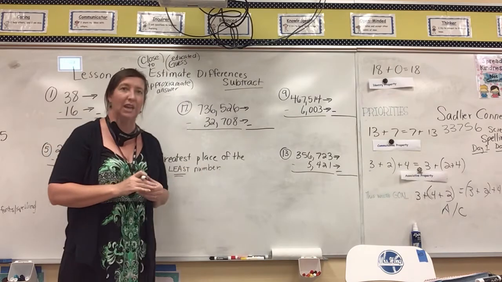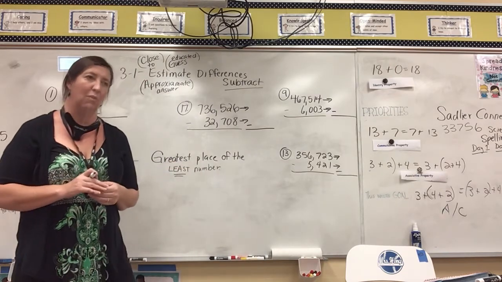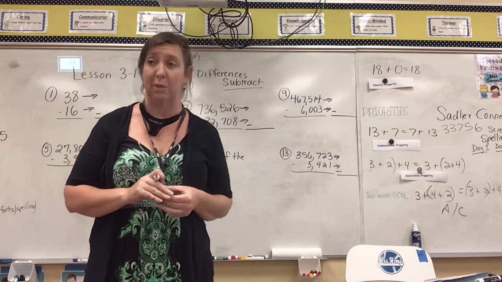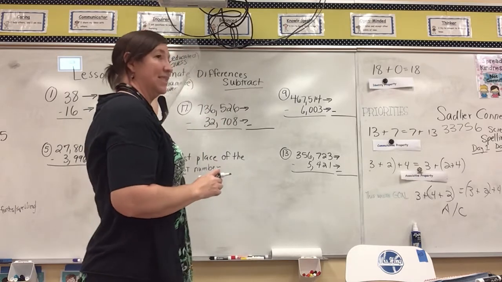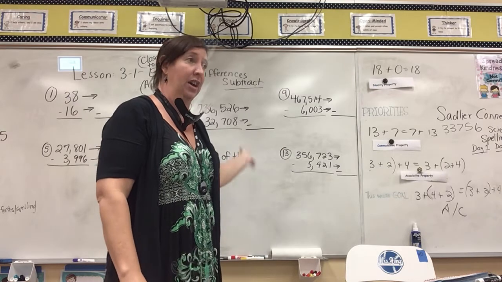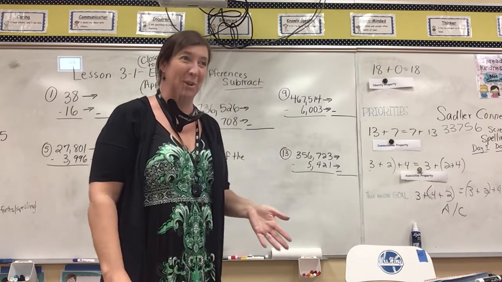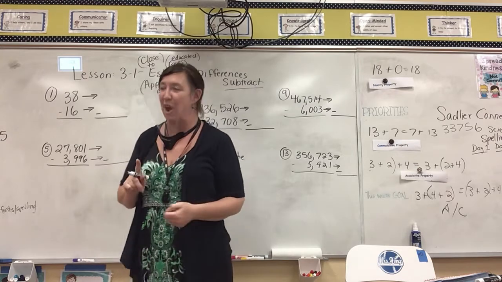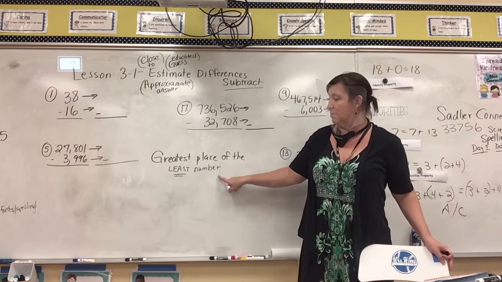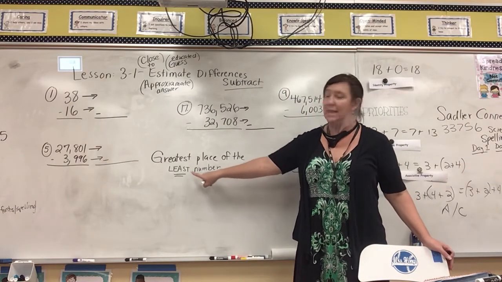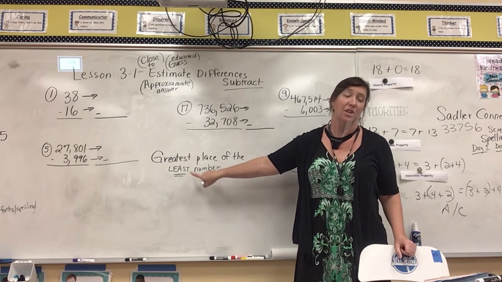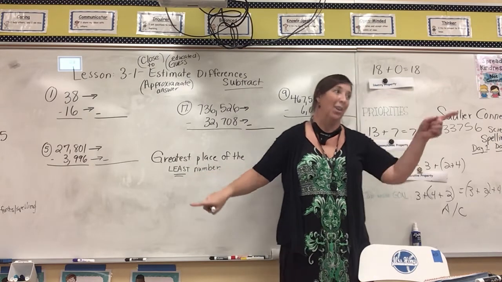So what we're going to be doing, it's important to look at the directions here. What I did was I took these numbers from your workbook problems, and I took problems down the side of your workbook. So if you write these neatly in your notebook, then you can go back and write the answers in your workbook. But I chose specific problems because the important part that we need to learn on this page is the greatest place of the least number. The least is the smallest number in the math problem. And we're going to estimate both of those to the greatest place of the least number.